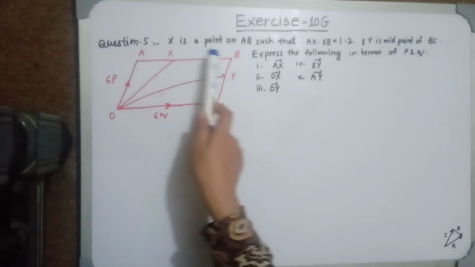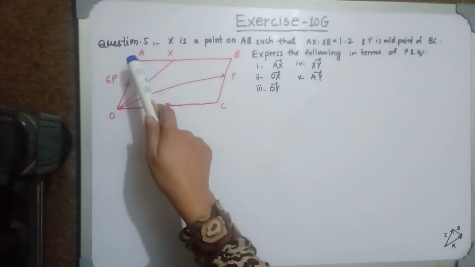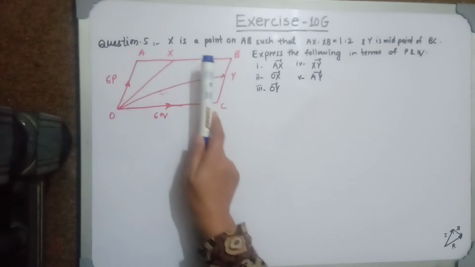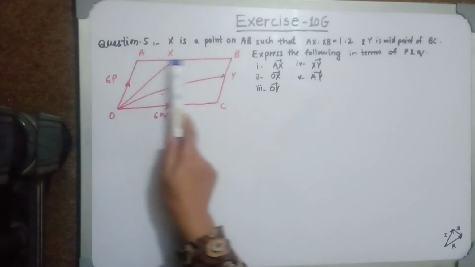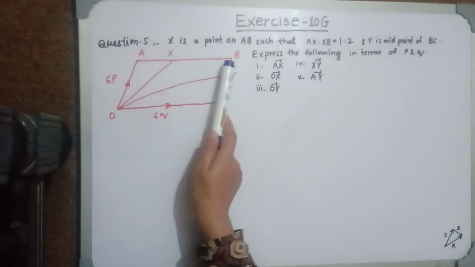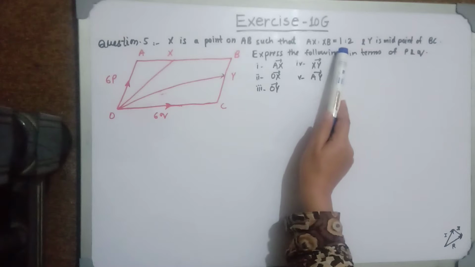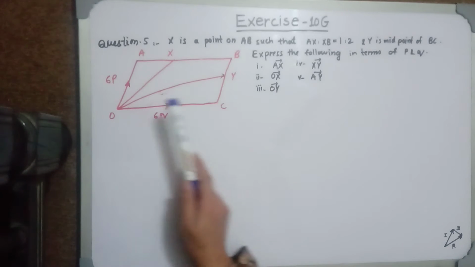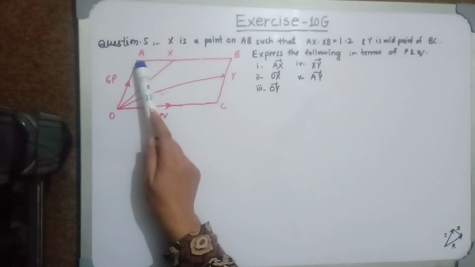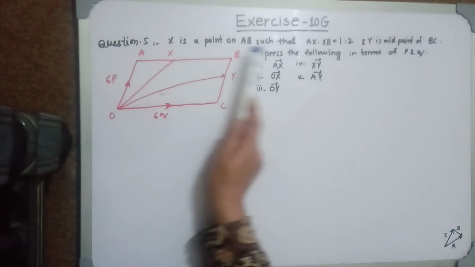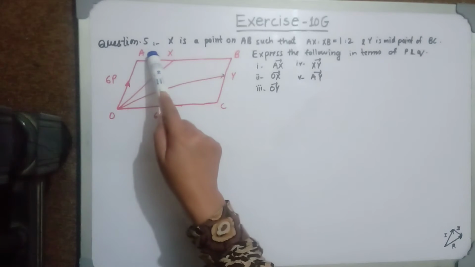OC will be equal to AB. Likewise, OA will be equal to CB, right? And X is a point on AB. On this side AB, X is a point such that AX ratio XB is equal to 1 ratio 2. It means that if we take the ratio of AX and XB, then XB is twice of AX.